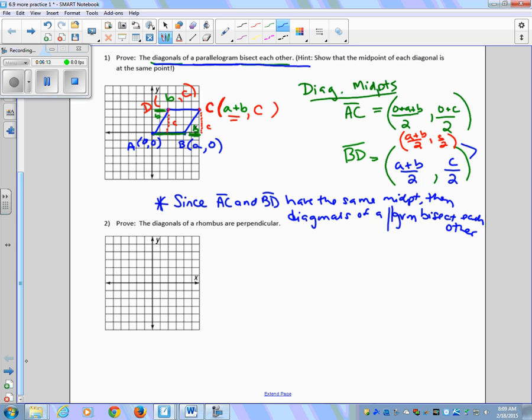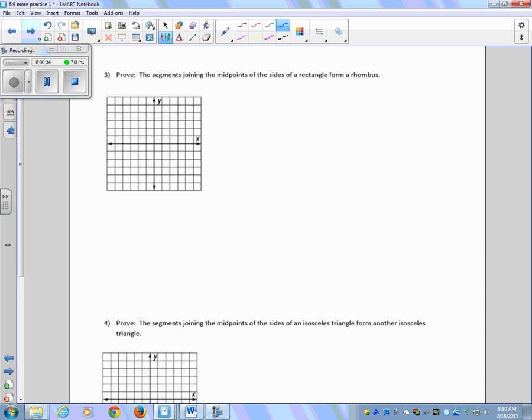Number 2 is a bear. It's really not fun at all, because if you want a rhombus, that means all the sides have to be the same. So you have to find the distance and then make your coordinates go with that. I'm going to skip this for now because that's a little bit more advanced. Okay, let's go to the next page.